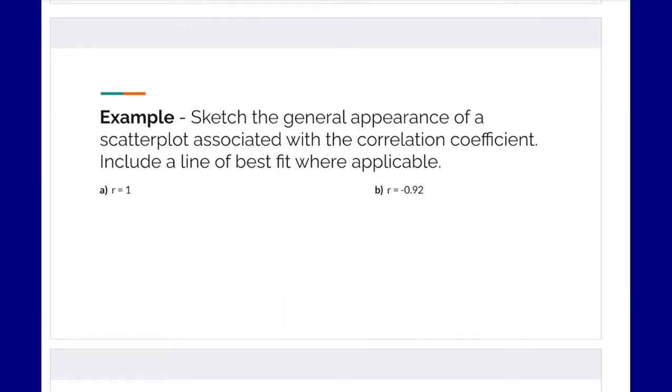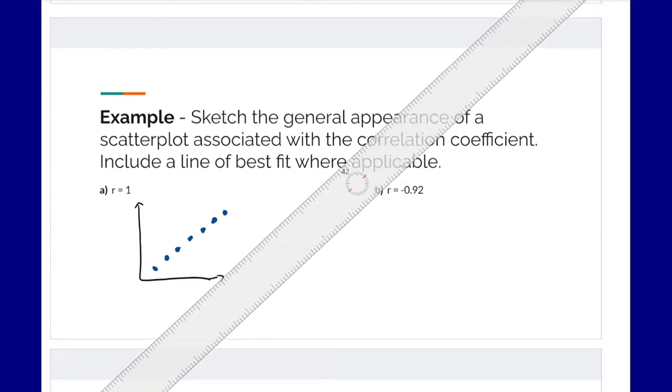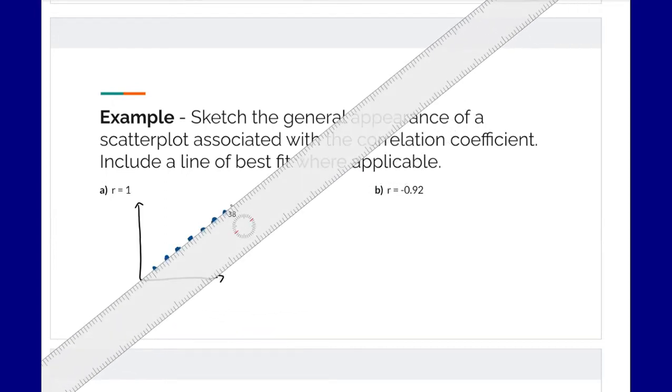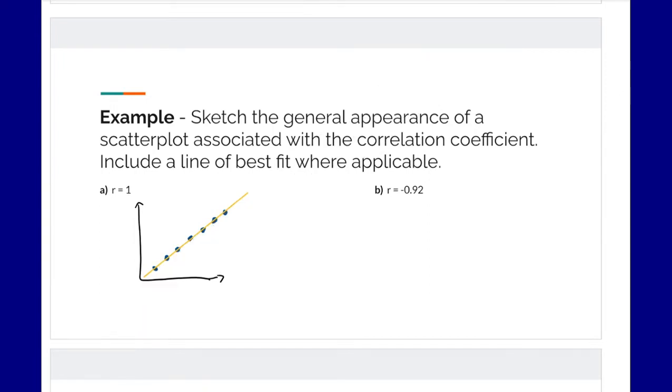If we have a rough axis, an R value of 1 means a perfect fit in the positive direction. That means that as one increases, the other increases. So this, I would argue, is a perfect correlation. We can see that the points are making a perfectly straight line. If we wanted to draw a line of best fit, it would go through all of them. So that would be an example of a perfect correlation.